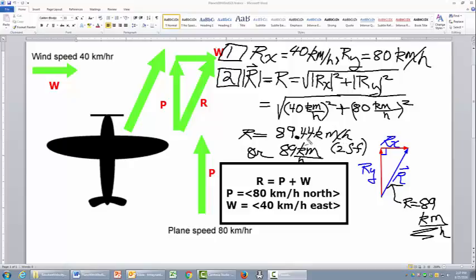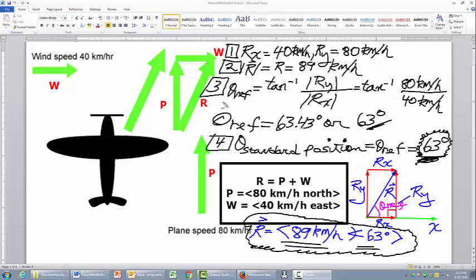This is a 2 significant figure problem. Therefore, we must round our result to 2 significant figures. We report that the speed of the aircraft over the ground is 89 kilometers per hour. Its indicated airspeed is 80 kilometers per hour, but it is actually doing 89 kilometers per hour over the ground.